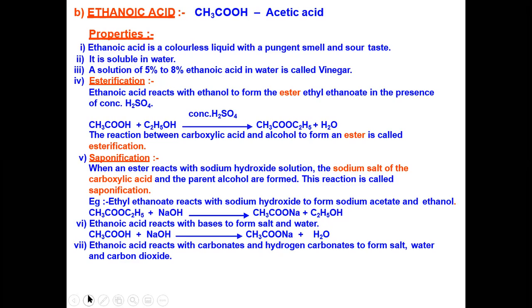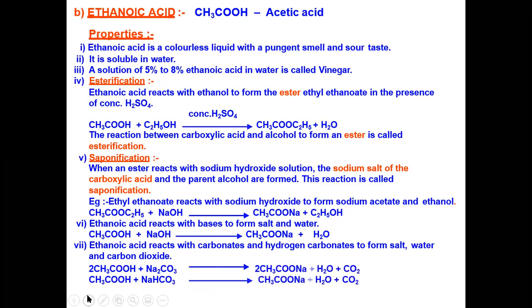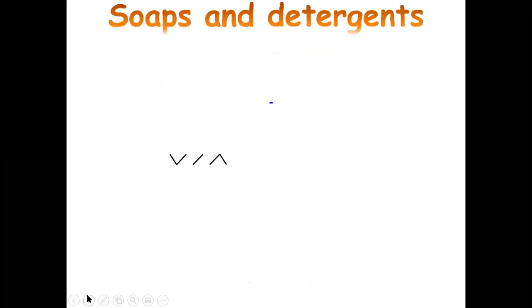Ethanoic acid reacts with carbonate and hydrogen carbonate to form salt, water and carbon dioxide as products. Like the reaction CH3COOH, then Na2CO3 will react, then the product is CH3COONa, water and carbon dioxide. Same in the case of CH3COOH reacting with NaHCO3, then CH3COONa, water and carbon dioxide will form.